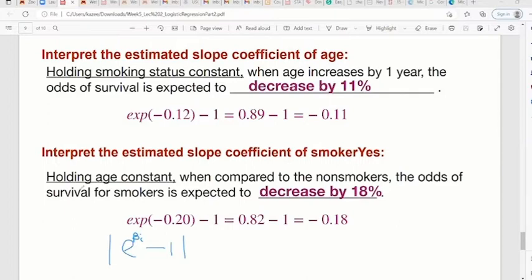It's like moving from a smoker to non-smoker, because when you are talking about a categorical predictor variable, of course, the one that is showing up on your output, you're actually going to compare to the one that is not showing up. The one that is showing up is smoker, yes. The one that is not showing up, that we call smoker no, is the reference. If you want to interpret, you're basically going to be comparing relative to the other one. So holding age constant, when compared to the non-smoker, the odds of survival for smokers is expected to decrease by 18%. Take a look at that. Is there anyone who has any trouble with that?